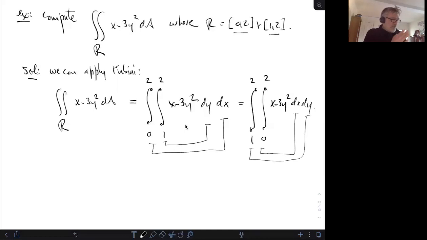Now, you look at those two integrals, and they both look easy. So you just pick one, and that's fine. So I'll do this one. But in the next example, you'll see that you can make a smart choice. So let's do that.